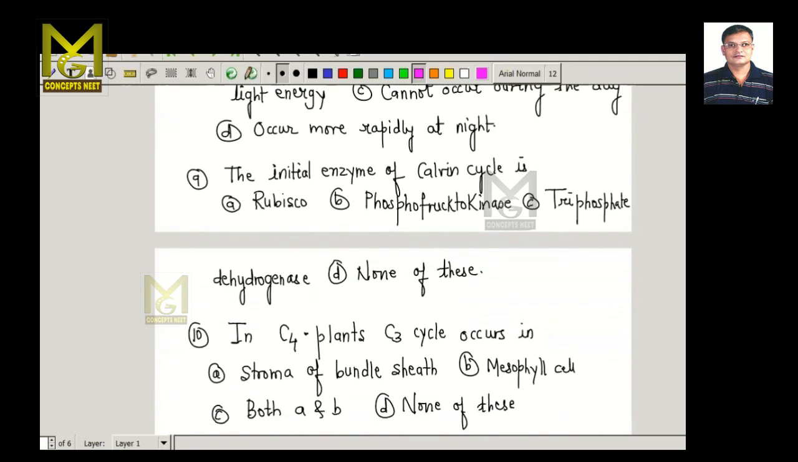The initial enzyme of the Calvin cycle, we call it rubisco. Rubisco is the correct option. What is this rubisco? It is ribulose bisphosphate carboxylase.